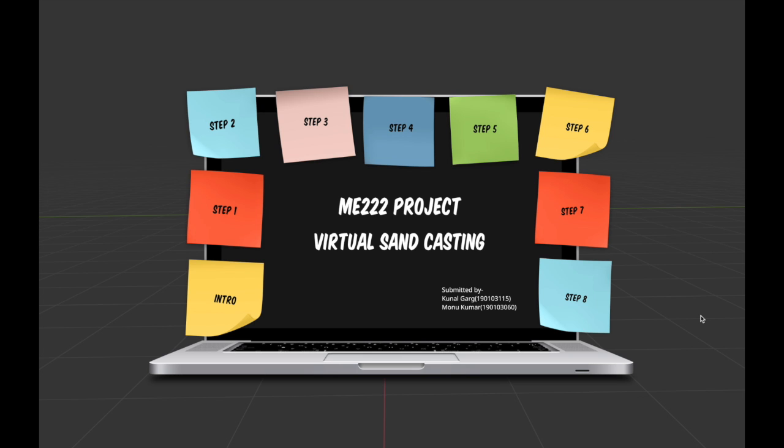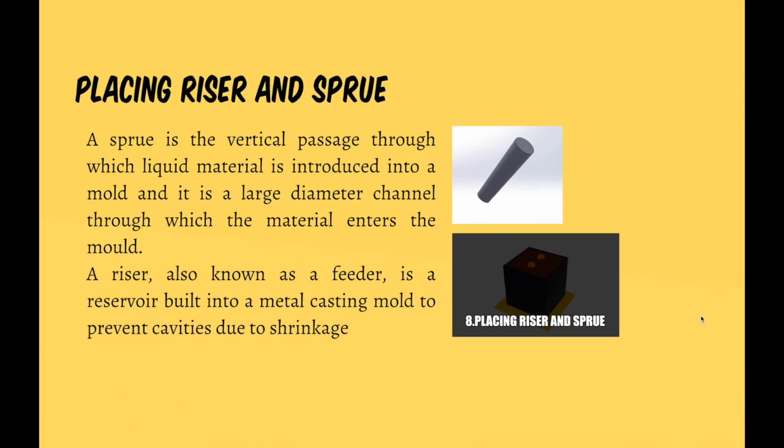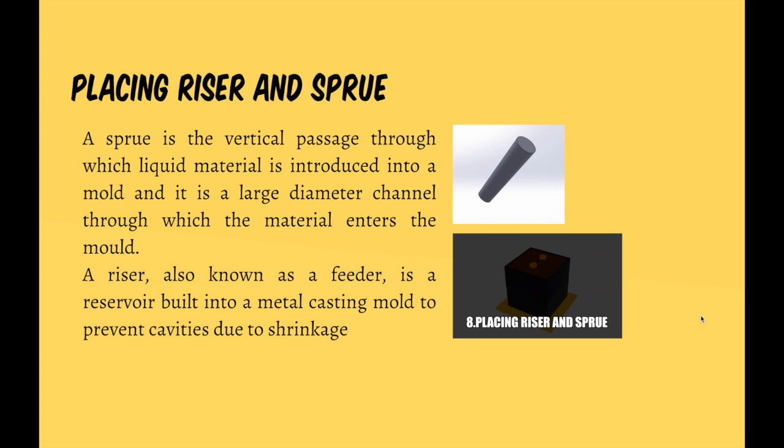Moving on to step 6. Placing riser and spur. A spur is the vertical passage through which liquid material is introduced into a mold, and it is a large diameter channel through which the material enters the mold. Similarly, a riser, also known as feeder, is a reservoir built into a metal casting mold to prevent cavities due to sinkage. The first photo we have taken in the SolidWorks, and the second one is the Blender photo.